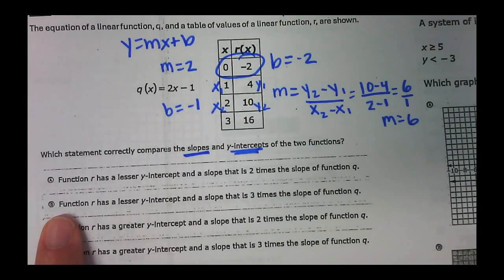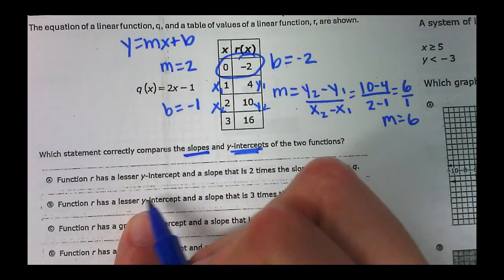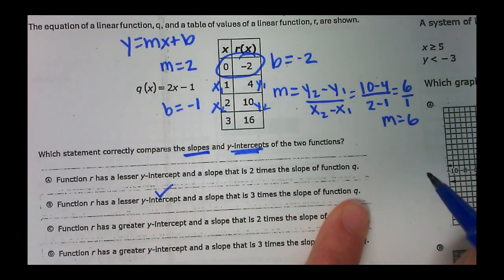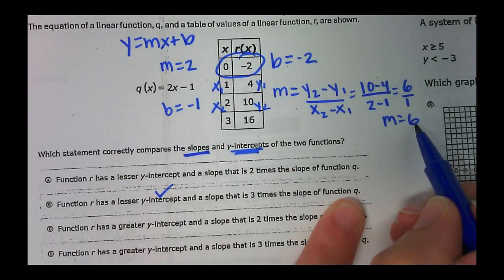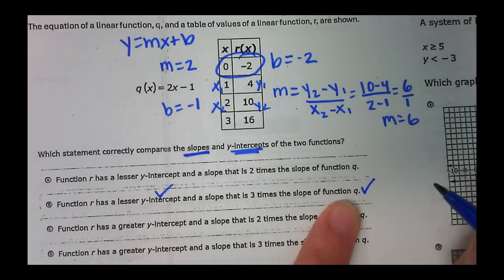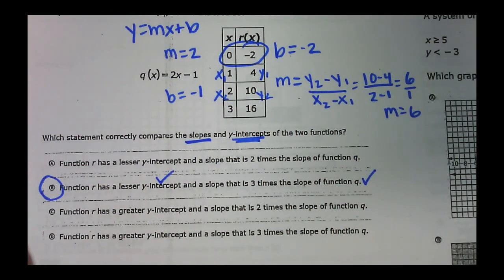Okay, so choice B says R has a lesser y-intercept, which is correct, and a slope that is 3 times the slope of function Q. Is 6 3 times 2? Yes, it is. Okay, so B is the correct choice. You can read through the other choices, but this is the only one that has the correct information.